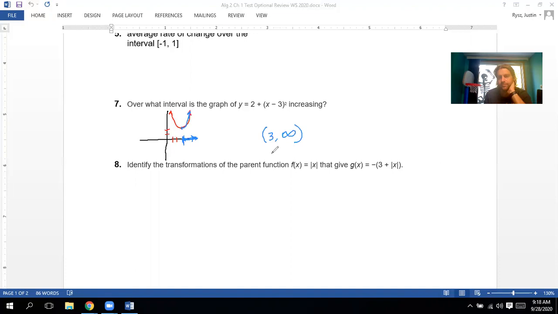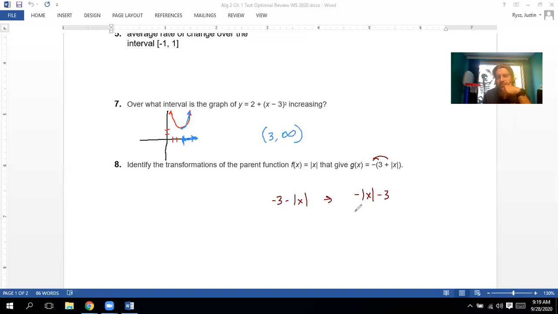Okay. Next, this one's a little tricky here. And in fact, we might want to graph it to double check this here. If we want to identify the transformation of the parent function, absolute value of x, given that g of x equals the negative of 3 plus absolute value of x. Well, if we think about this one here, if we do distribute the negative, this would be negative 3 minus absolute value of x, or in other words, that'd be negative absolute value of x minus 3.